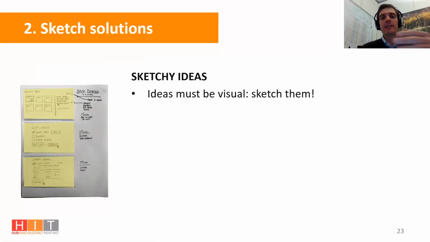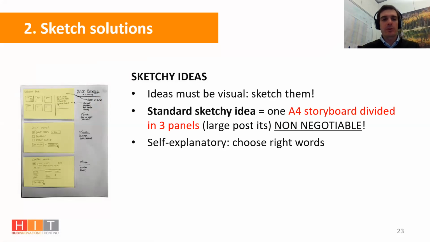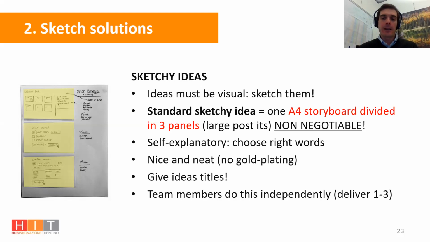So what's inside? Ideas must be visual, so you have to sketch. So be ready to draw. If you are at home, you need to have some A4 sheets of paper and some pens, of course. You can draw things, and you can also write things. Make sure that you choose the right words, because you will also have to share those ideas with some teammates. And you have to give ideas a title. Okay, so that is an idea, but let's take a closer look at what an idea is.